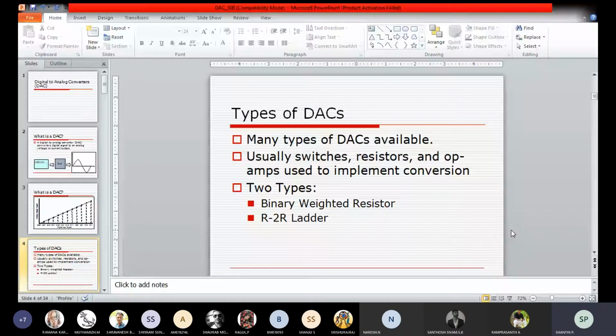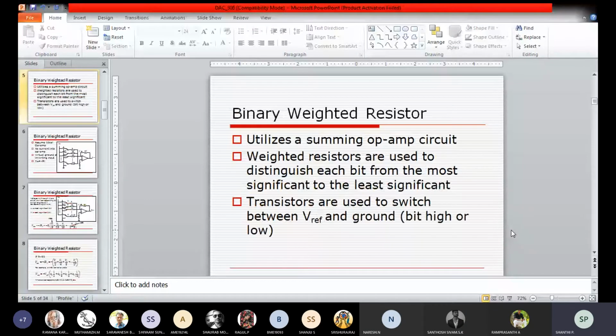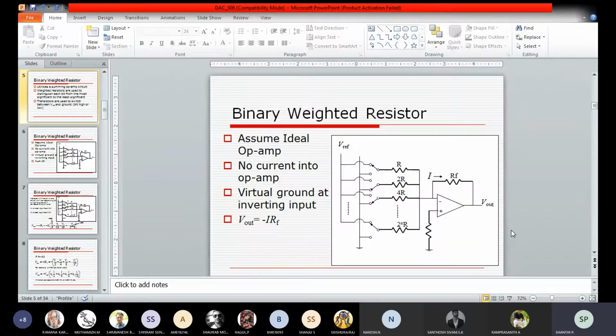Okay, binary weighted network is maximum used for summing operational amplifier, summing circuit, summing operation. Some of the different input signals we have to combine at the output. This is a summing amplifier circuit only. We have to use binary weighted circuit. Maximum is the least significant bit only we have to use. We have to use V reference, it's a maximum voltage. Transistors are used to switch between V reference and ground, that's how much voltage is high, how much voltage is low.